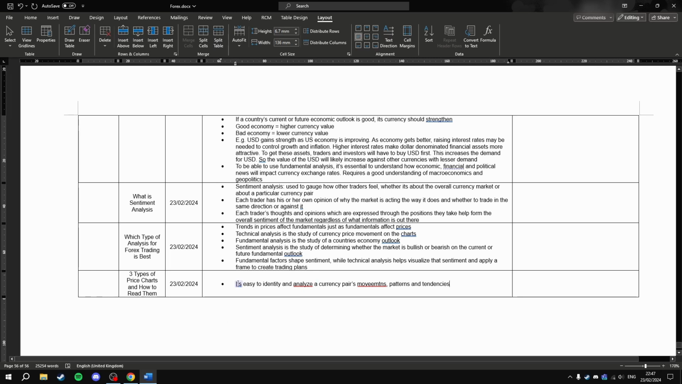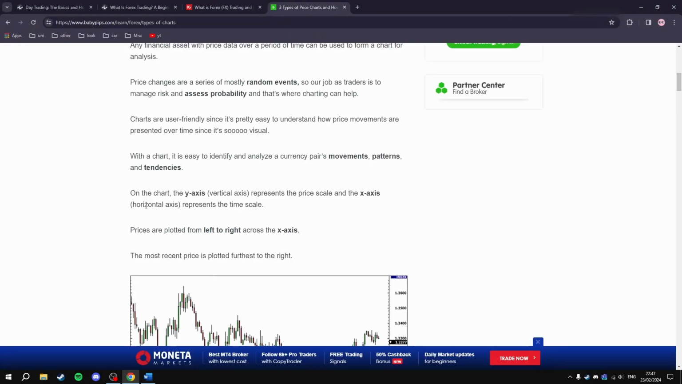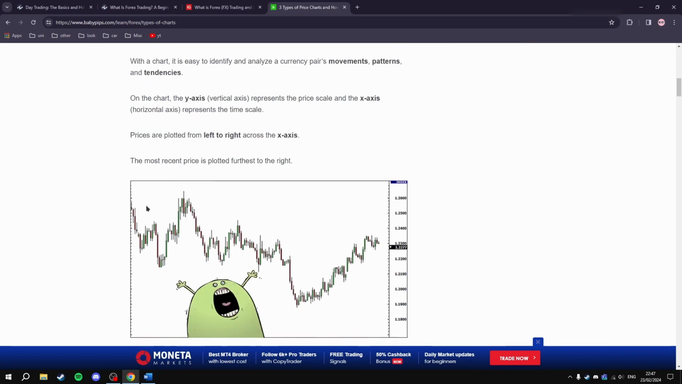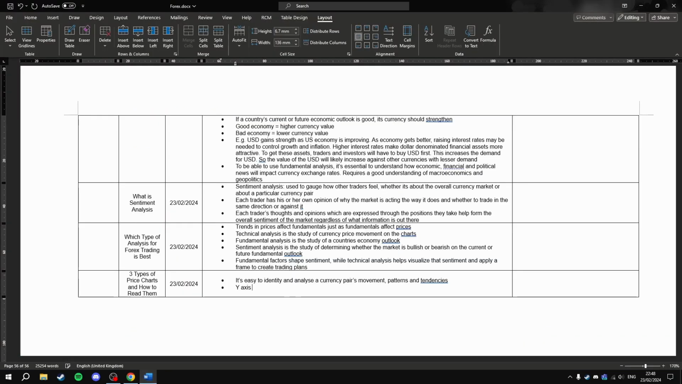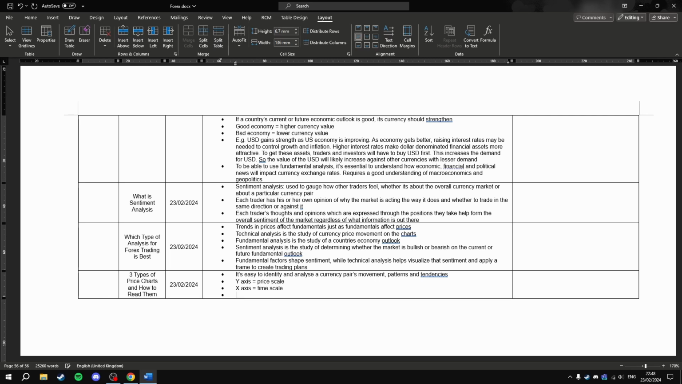Look at all these spelling mistakes. On the chart, the y-axis vertical axis represents the price scale and the x-axis horizontal axis represents the time scale. Y-axis is price scale, x-axis equals time scale.